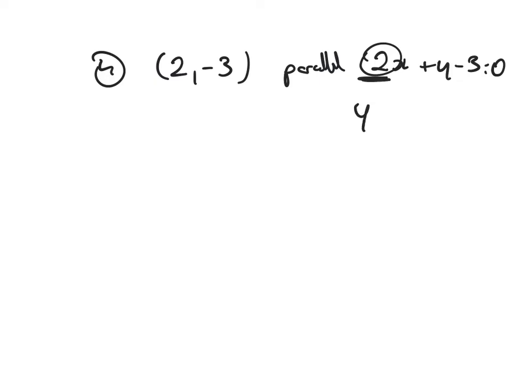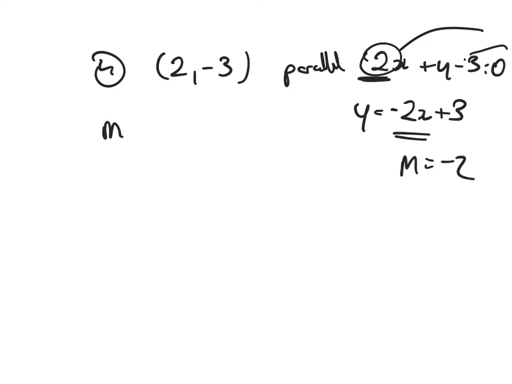So let's rearrange that formula so that it's of the form y equals mx plus c. So let's keep y there. 2x comes across, becomes minus 2x, and minus 3 comes across to become plus 3. We can now see that the gradient of that line is minus 2, which means the gradient of our line is minus 2 also. There's the point (a, b). y minus b equals m bracket x minus a.